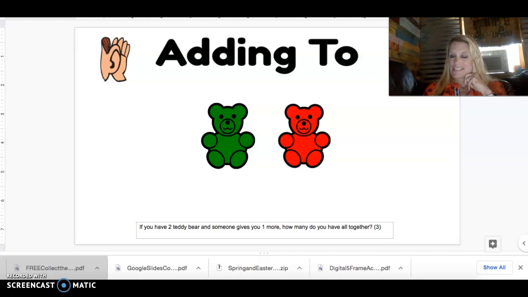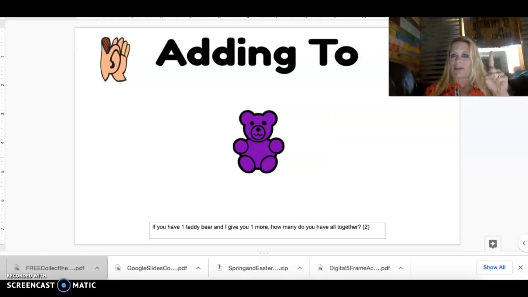All right, we're going to look at this. I want you to make sure you're just listening. We're going to add to it, okay? So we're adding our objects together. If you have 2 teddy bears and somebody gives you 1 more, how many will you have all together? If you have 2 and somebody gives you 1 more, you will have 2, 3.